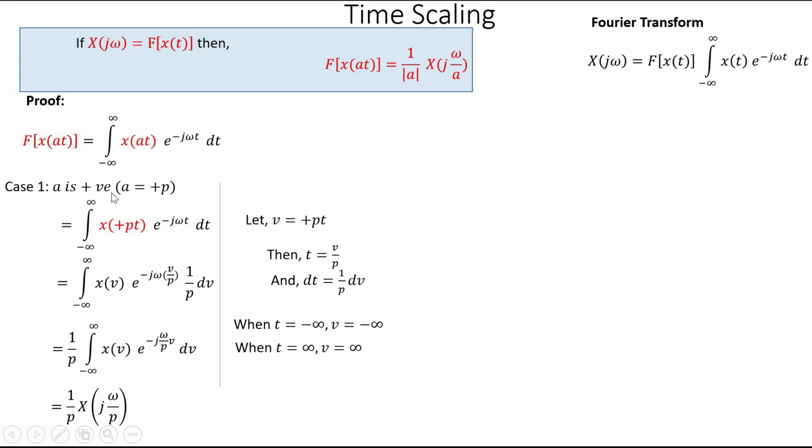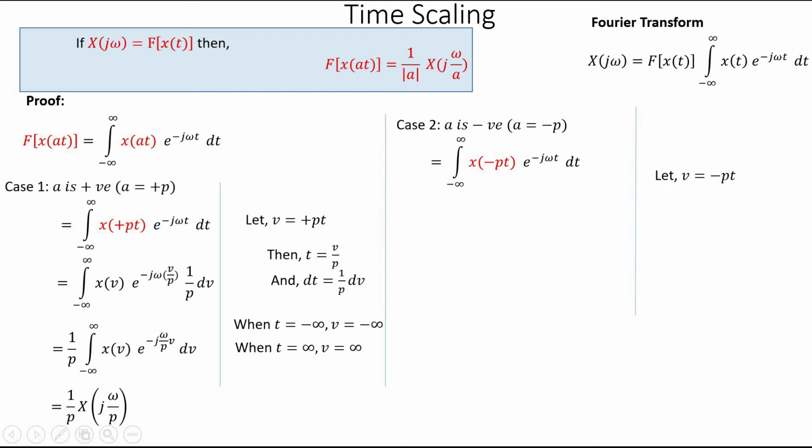Then case 2: here a is negative. So a is equal to a negative value, minus p. So this integral becomes x of minus pt, a becomes minus p, t into e raised to minus j omega t dt. And again we can substitute v is equal to minus pt, so t is equal to minus v by p, and dt is equal to minus 1 by p dv, p is constant.